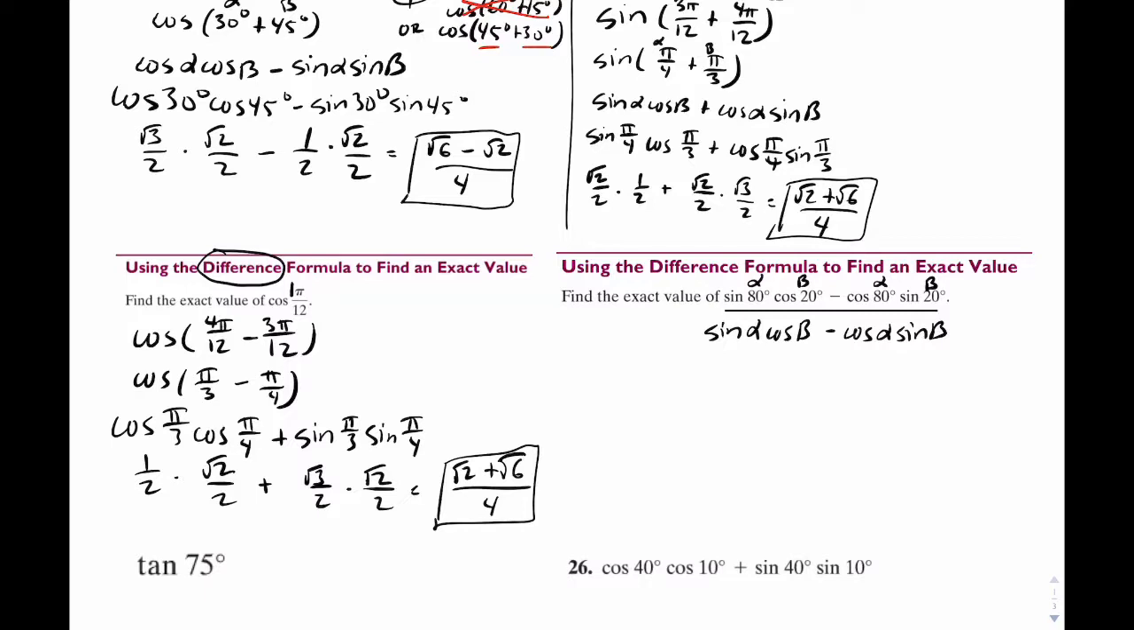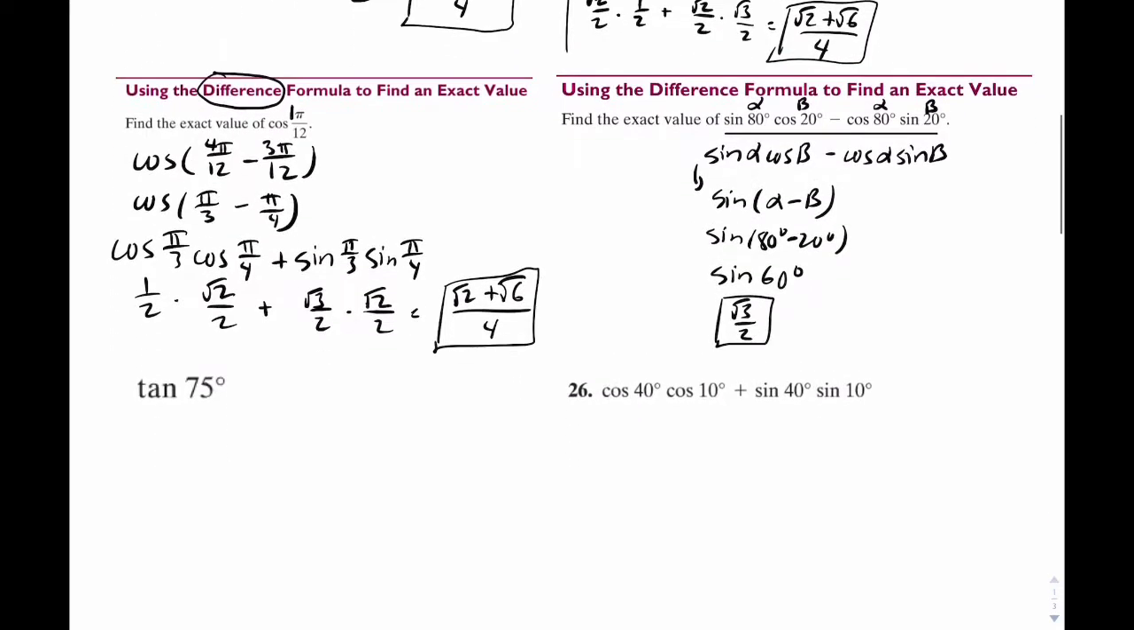We're going to use the formulas you've been working with, but go backwards. This will reduce to sine of alpha minus beta, which is simply sine of 80 degrees minus 20 degrees, which is sine of 60 degrees, which is root 3 over 2. So those are really fun because you just go backwards, they're really fast.